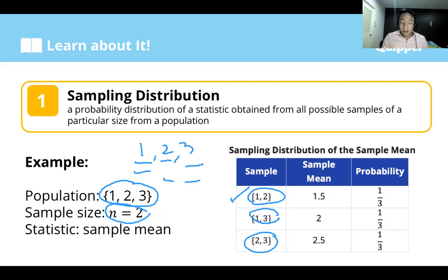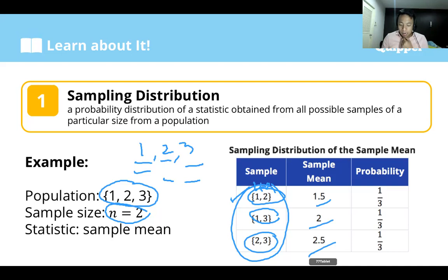On those samples, we need to find the sample mean, which is the average. How do we find that average? We just add. 1 plus 2 is 3, divided by 2 is 1.5. Again, we will just concentrate on the samples. 1 plus 3 is 4, divided by 2, that is 2. 2 plus 3 is 5, divided by 2, that is 2.5.